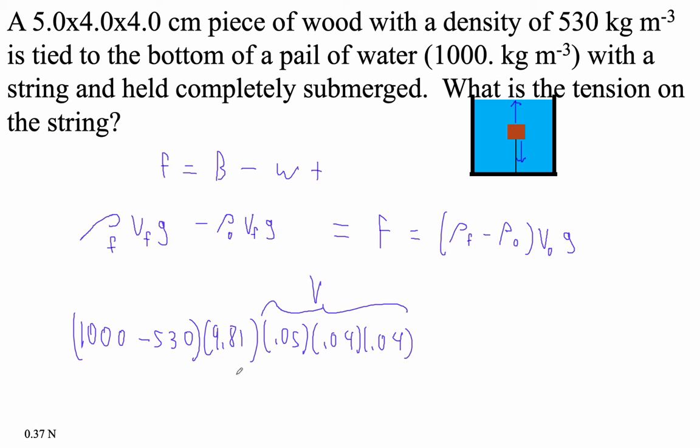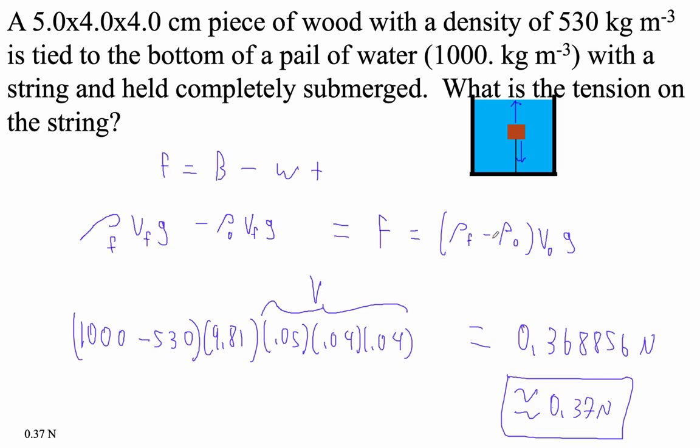Just try it. Take your calculator and try it. Parentheses 1,000 minus 530, times 9.81, times 0.05 times 0.04 times 0.04. Boom. And you get exactly 0.3688856 newtons, which is about 0.37 newtons. Okay? Keep this in mind because these problems are hard.